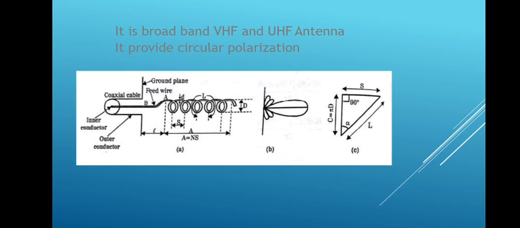Similarly, the same basics apply to the helical antenna. A helical antenna operates in the very high frequency and ultra high frequency bands, and it generally provides circular polarization. Observe the diagram given here. This is the inner conductor and the outer conductor. The inner conductor is directly connected to the wire of the main antenna, and the outer conductor is connected to the ground plane. The arrow mark here is the inner conductor, and the outer conductor is connected to the ground plane.